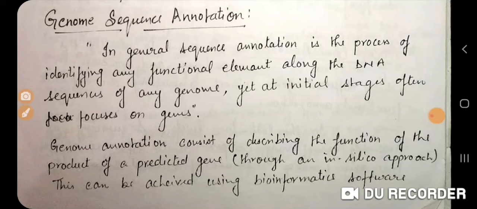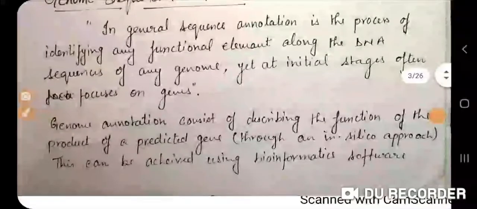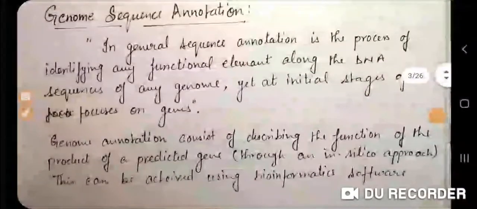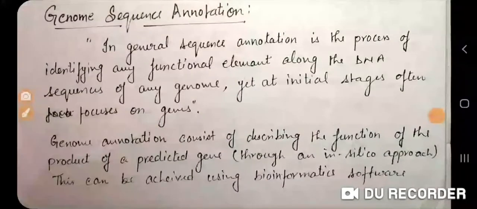Likewise, genome sequence annotation means we are going to talk about the special features available in any genome. In general, genome sequence annotation is the process of identifying the functional elements along the DNA sequence of any genome, yet at initial stages it often focuses on genes.